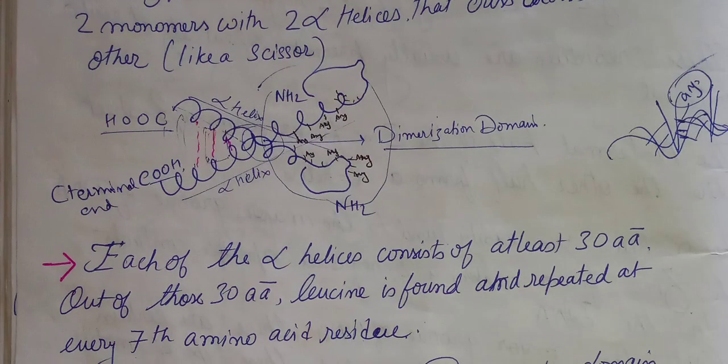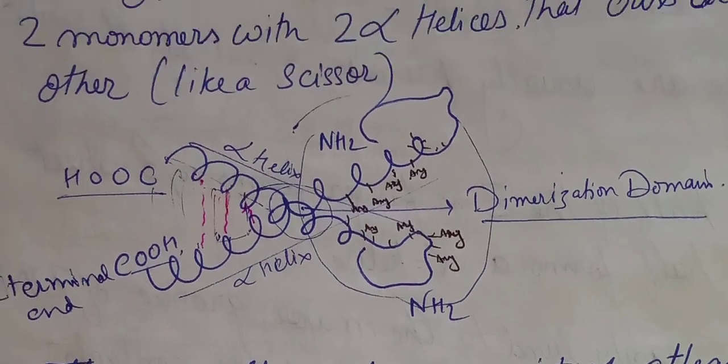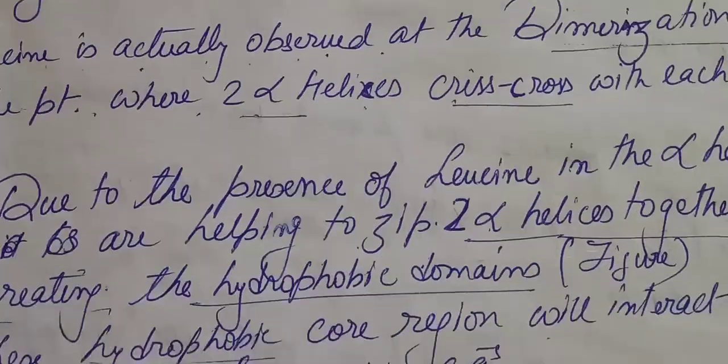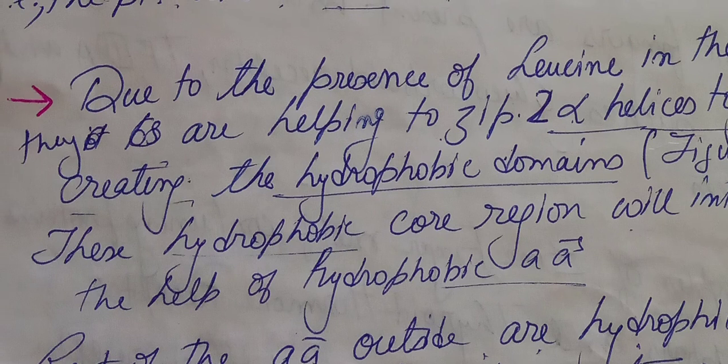So this is about the leucine zipper. You can see that two monomers with two alpha helices are crisscrossing each other to form this helix, and within the dimerization domain they have interacted with the help of their leucine, because leucine is found at every 7th amino acid residue of the alpha helix, and they can zip by the help of hydrophobic interactions between the leucine and other hydrophobic amino acids. They are creating hydrophobic domains.